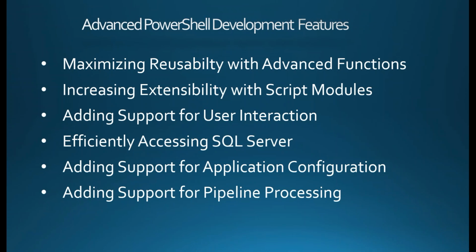Adding support for application configuration, which is, to me, really critical. Once you get beyond the basic testing, you want something where you don't have to go and make code changes if server names change. So that's that point. And finally, adding support for pipeline processing. That's a bit thrown out there, but I find a lot of people, from what I've seen, kind of avoid writing functions that actually deal with the pipeline. I think it's too bad because it's a very powerful thing to use and surprisingly easy to implement. So I'll talk a little bit about that as well.